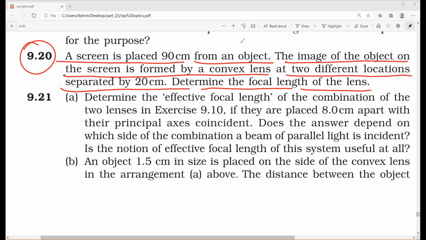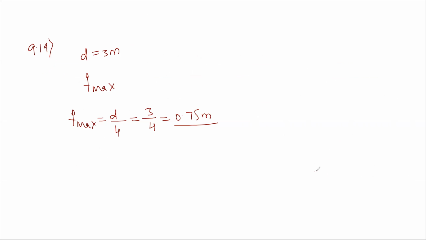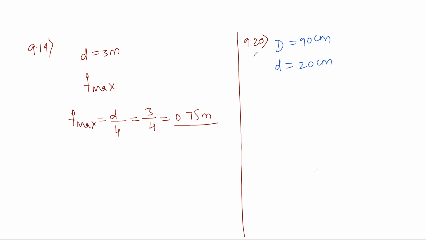So this is also an easy one, 9.20, we are going to solve. Here from the question, the distance between image and the object is capital D and that is 90 centimeters they have given. Distance between two locations of the convex lens is small d and 20 centimeters they have given. Let us consider focal length of the lens is F.